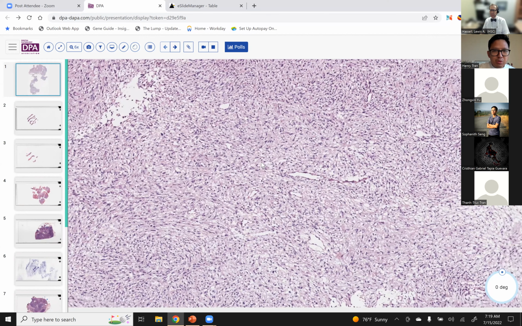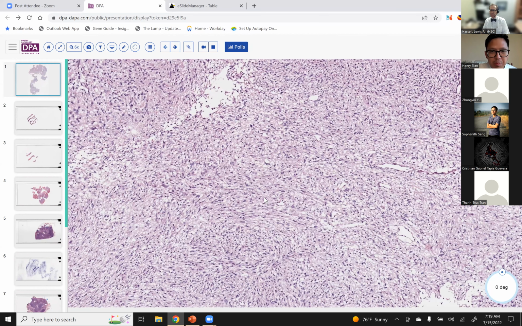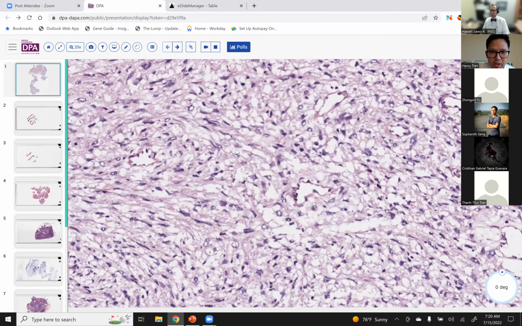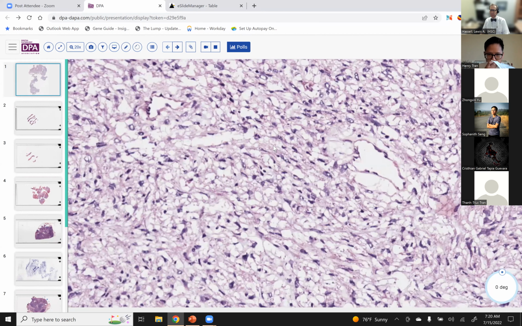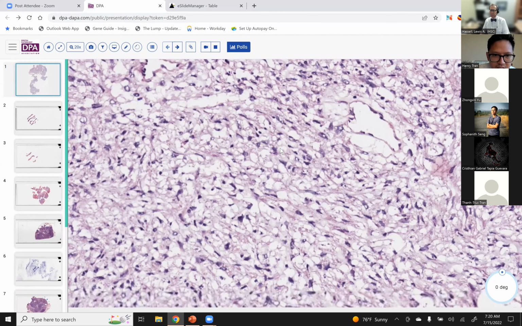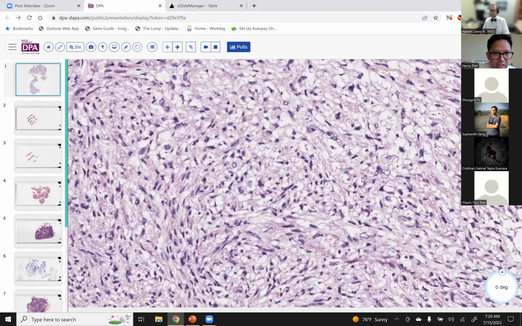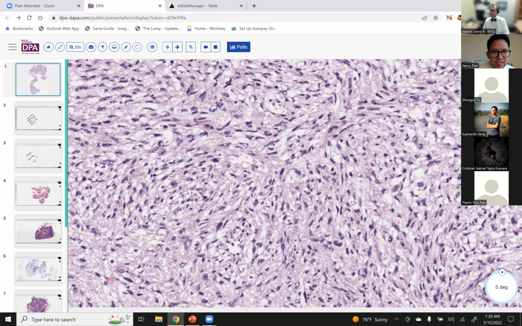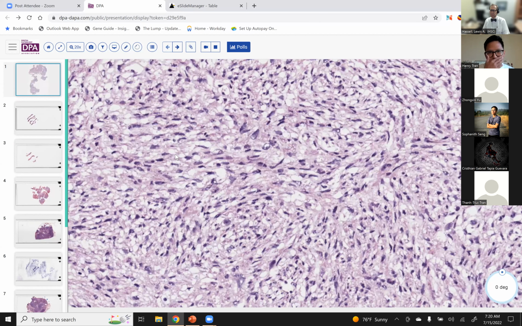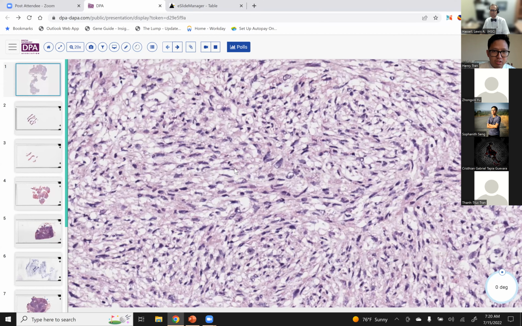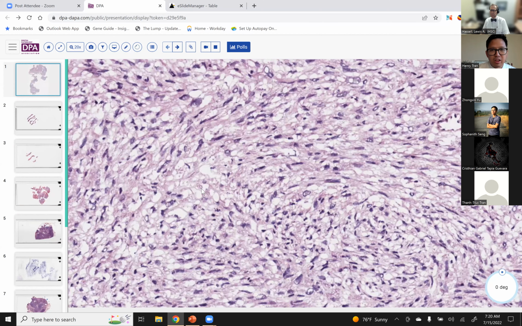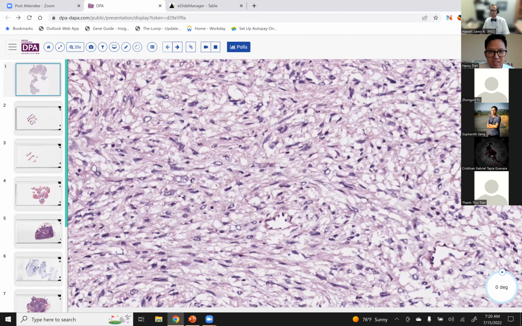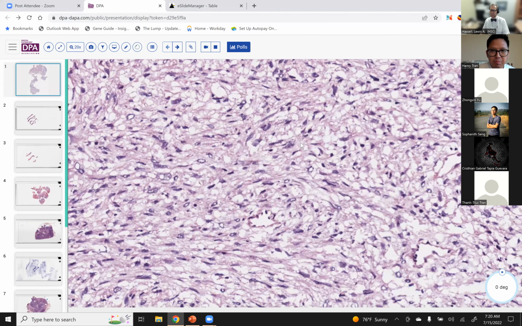On frozen, we do see a pretty cellular spindle cell proliferation, maybe low to intermediate grade in terms of cytologic features. So this could be neuronal, or it could be fibroblastic. The differential was kind of broad at this point, but I did tell the surgeon that I was concerned for a spindle cell neoplasm of probably intermediate or malignant potential.